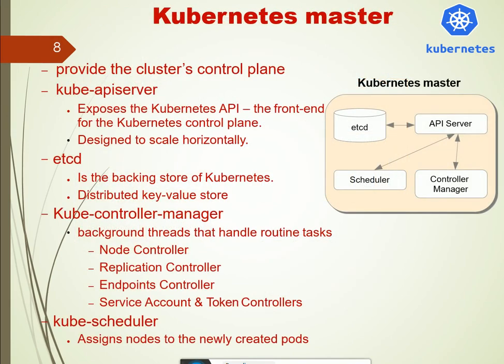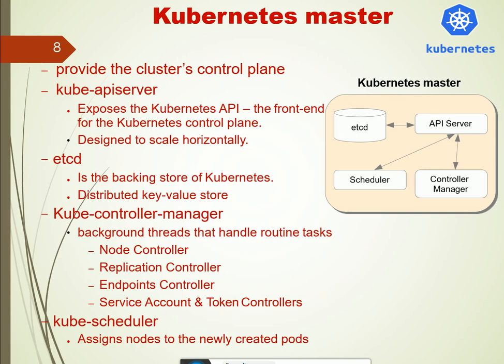Now the Kubernetes Master provides the cluster's control plane. Kube API server exposes the Kubernetes API, that is the front end for the Kubernetes control plane through which you can connect, and it is designed to scale horizontally. etcd is the backing store of Kubernetes that stores all the data related to Kubernetes and the node backup, all these things. A distributed key value store.